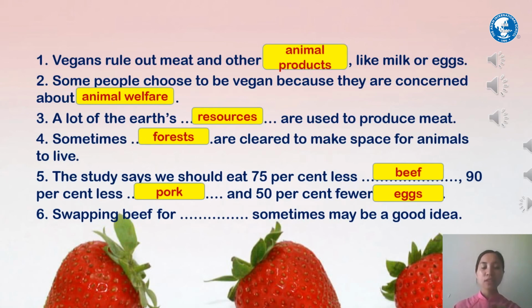What is the answer for this question? The answer is beans. Swapping beef for beans.